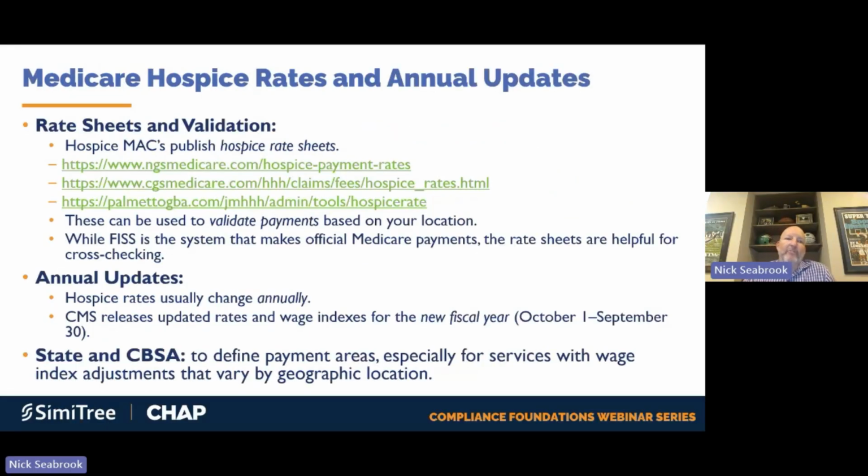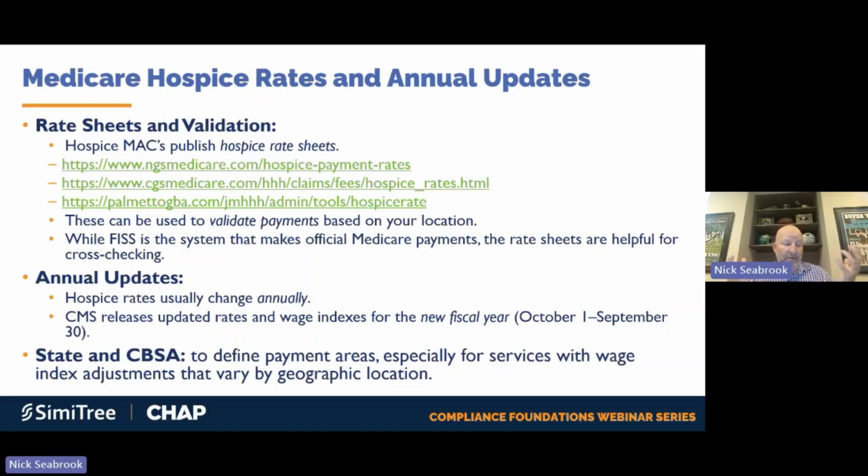Here are just some good resource guides. You can see each of the intermediaries. They have those rate sheets. So the MAC is the Medicare contractors. You're either going to be with Palmetto, with CGS, or with NGS, depending on what part of the country you're in. That's going to determine what your intermediary is for who's going to be processing those claims for you. So you can see there, those rate sheets are available for each of the different intermediaries that are listed there.